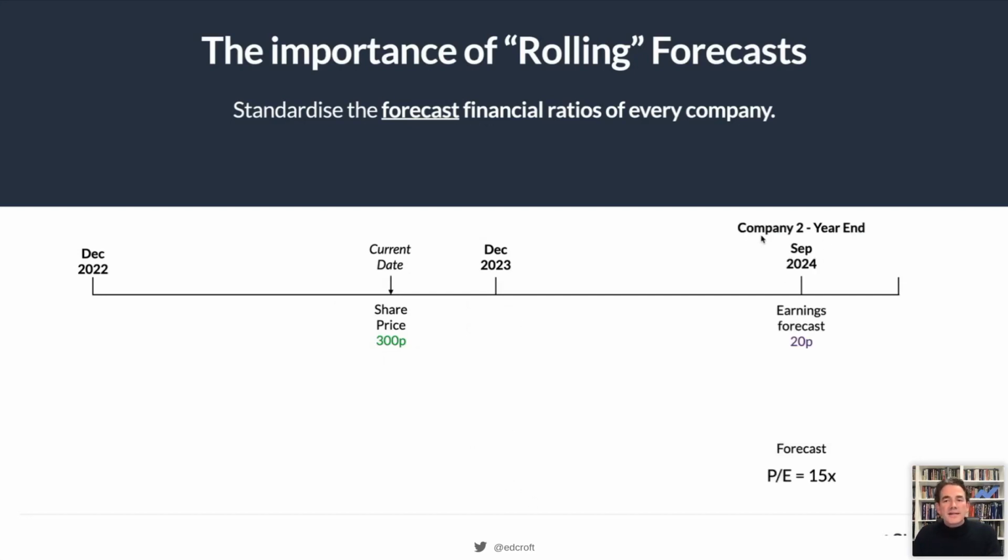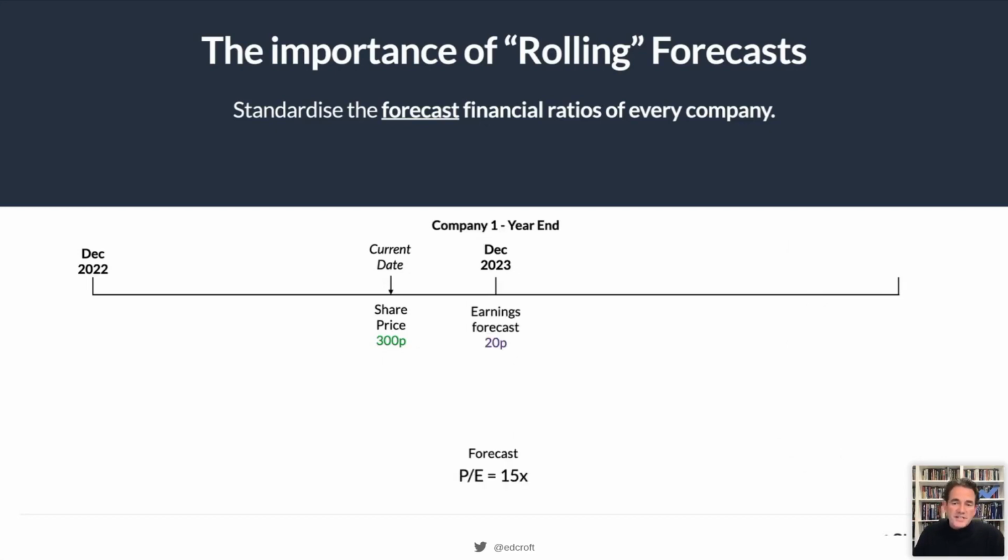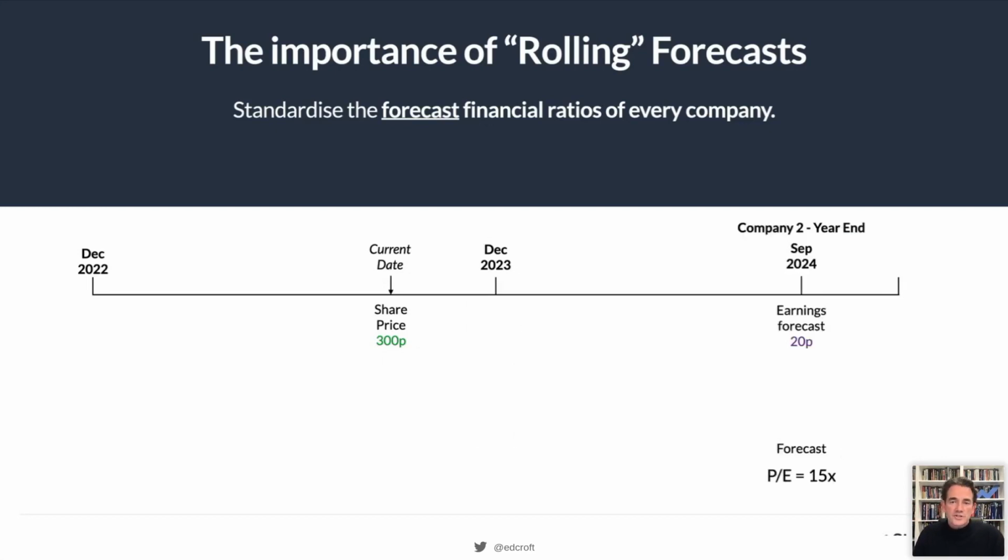And if you had company 2 with the same earnings forecast, same price, 20p, but it doesn't report till September next year, the PE ratio on most websites out there, the forecast PE, would still be 15. So you've got the same PE ratio for 2 stocks on completely different reporting dates, 9 months apart. Crazy. So what we do is, let's take company 1.